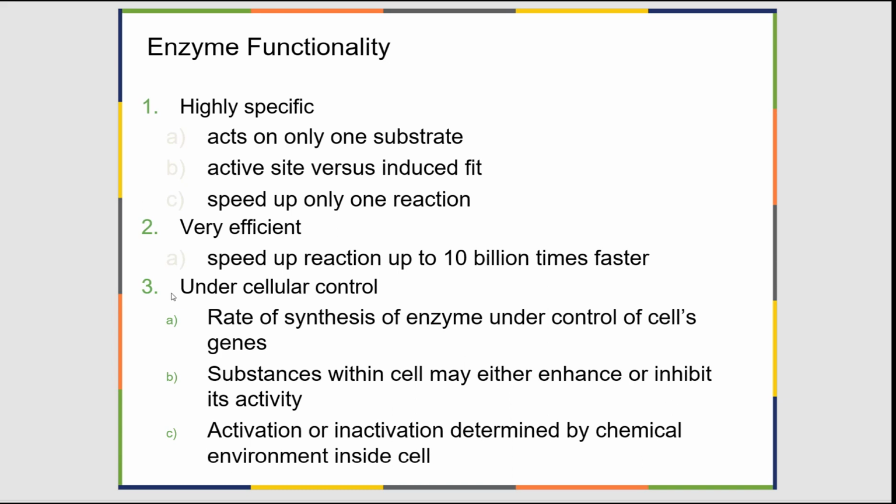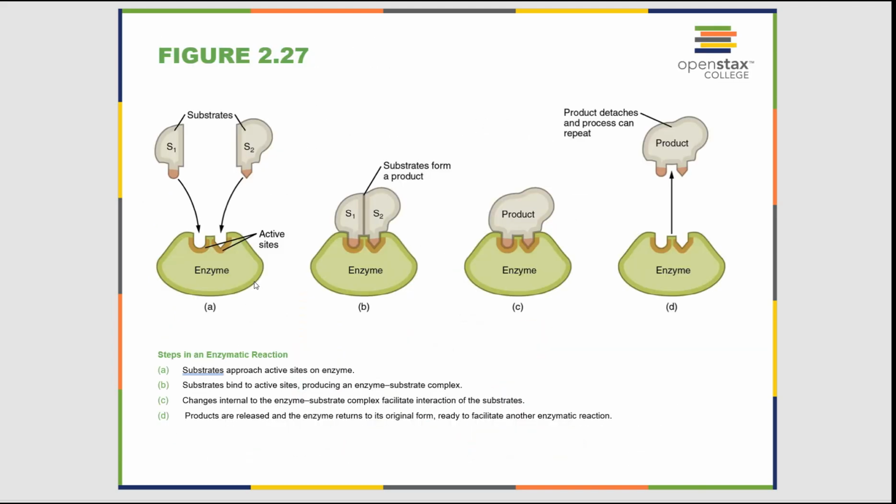But we can have things in the cellular environment to hold that enzyme in a specific shape, in reactive shape, until it's needed. Okay, and so that activation or inactivation could be determined by something in the chemical environment of the cell. So it needs a specific key in order to allow that enzyme to function. And we're going to talk about this a lot, so just roll with it.